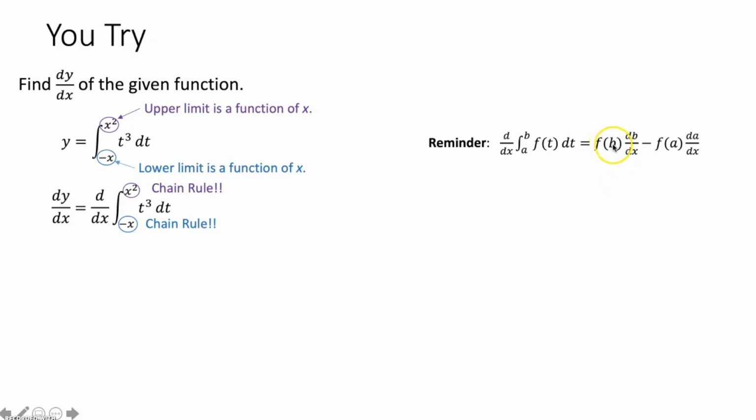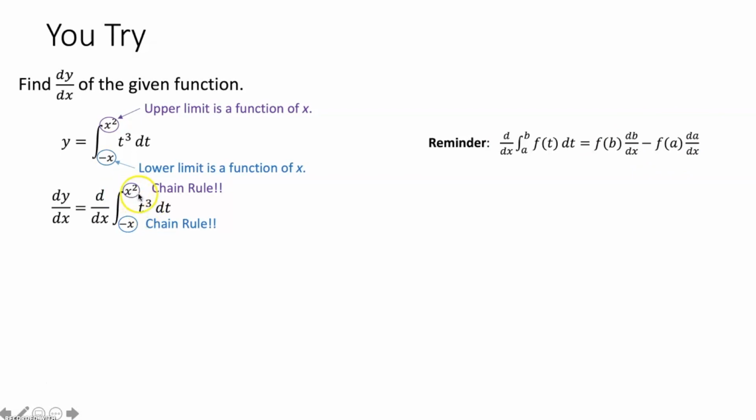where we plug in our upper limit of integration and multiply that by the derivative of our upper limit of integration based on the chain rule. Then we subtract when we plug in our lower limit of integration to our function and multiply that by the derivative of our lower limit of integration based on the chain rule. So based on this formula that we have here, we're taking our upper limit of integration and we're going to plug it in for our dummy variable here.